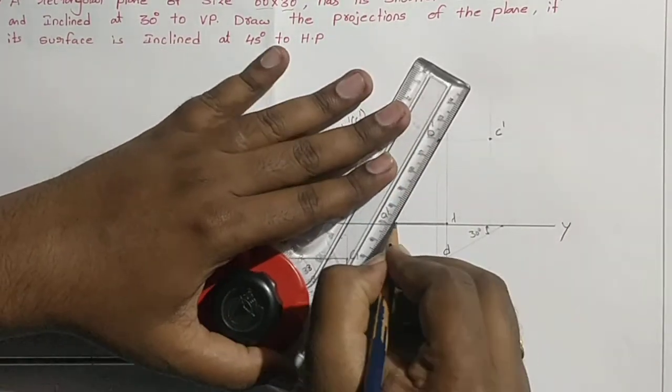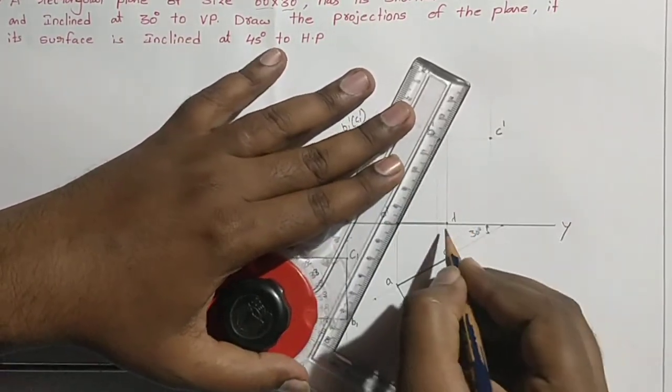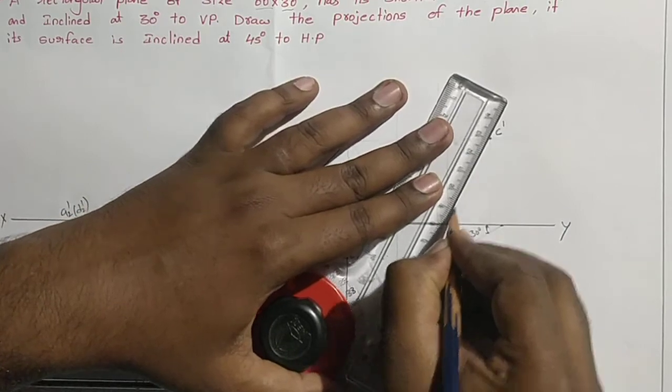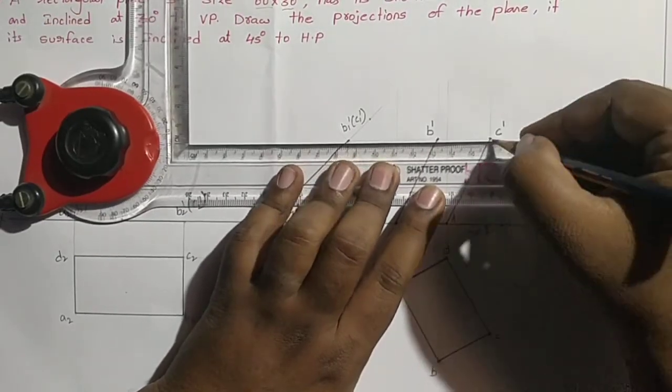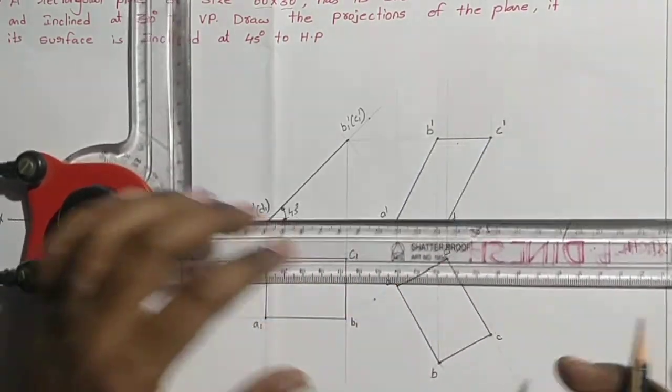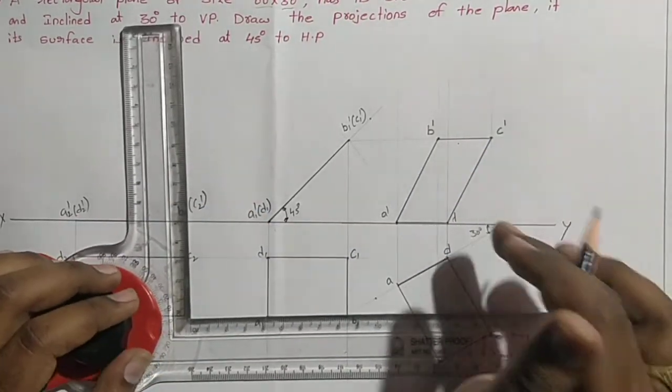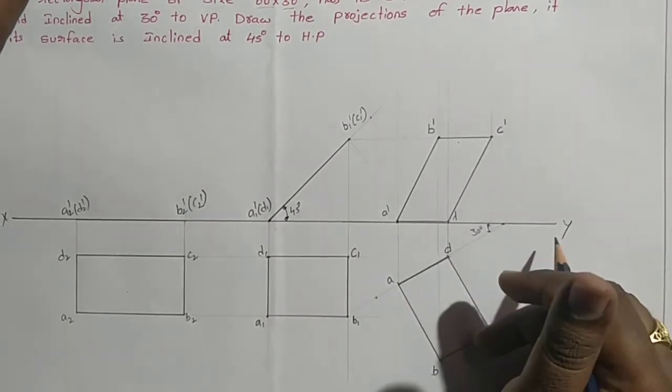We got the required front view when the rectangular plane is making an angle of 45 degrees to the HP and 30 degrees inclined to the VP. Okay, it is the front view and top view.